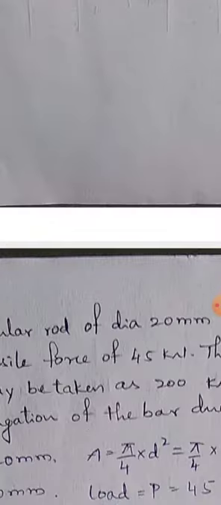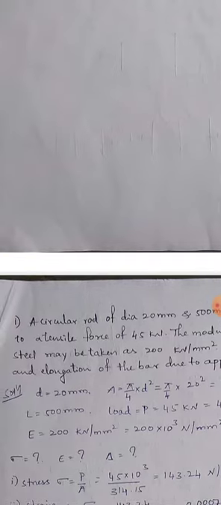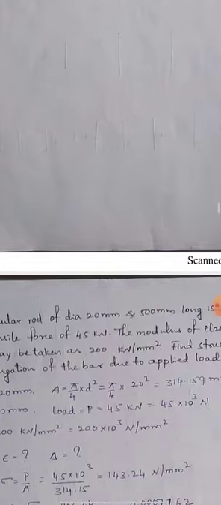Okay, see here, first the given data. Dia of the bar is equal to how much? 20 mm. Therefore area of the solid bar is equal to pi by 4 into d square, pi by 4 into 20 square, that is 314.15 mm square, because your dia is in terms of mm. And length is equal to 500.